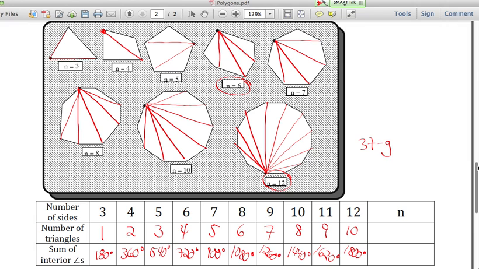Okay, what I want you to do now is to pause and figure out, what if this number was 37? What if that number was 158? What if that number was n? What would go in the boxes right here? How many triangles would be inside of it? And how many total degrees would there be in there? Go ahead and pause the video, try to come up with your own pattern, and then you can start the video again and watch my solution.